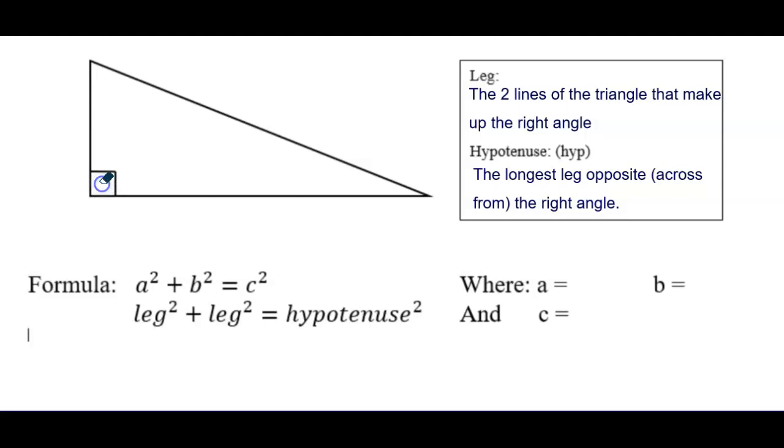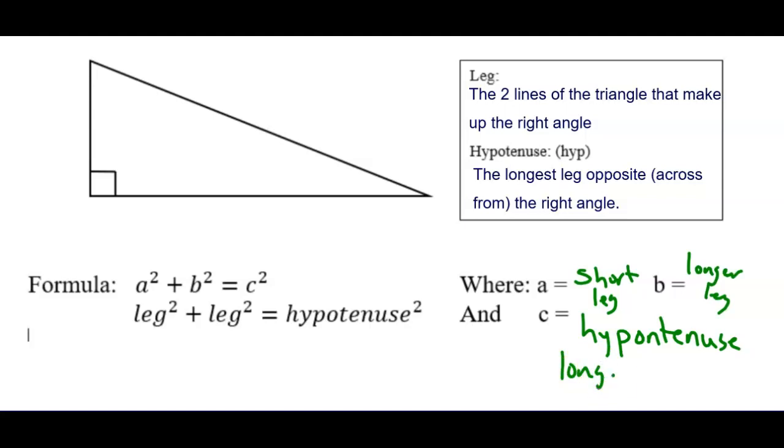So this is important. If it doesn't have this symbol here, we can't use this theorem. We can't use this rule. It only works with right triangles. And A is our short leg. B is our longer leg. C is our hypotenuse, which is our longest side. It is important to identify C because it's the only one that matters in which order you put it.